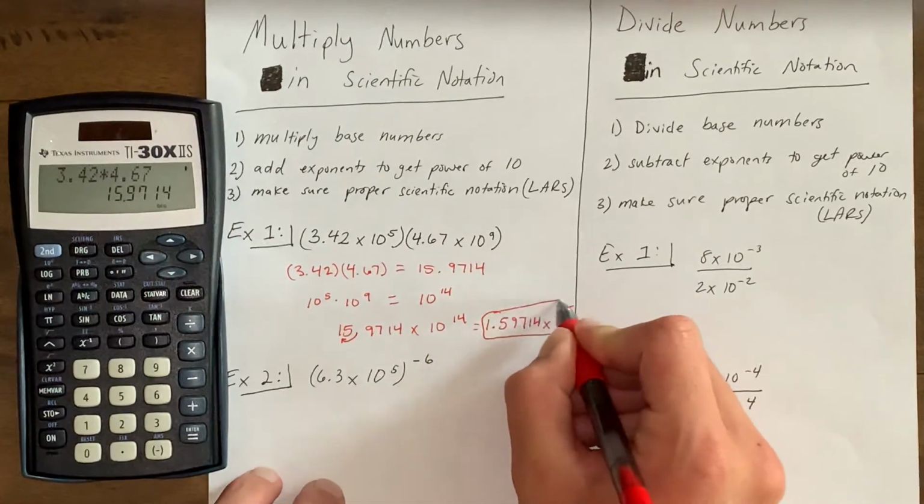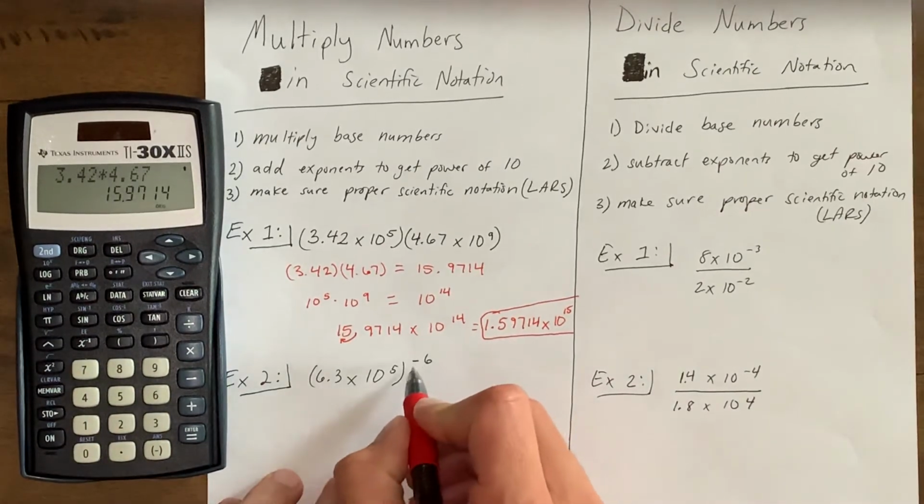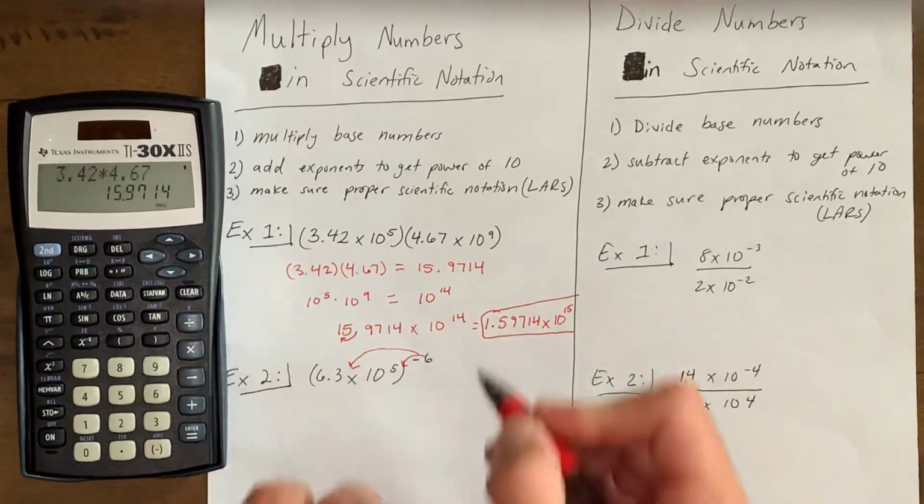That's our final answer. Okay. Example 2 looks a little bit different, and so we're going to treat it a little bit differently. This is kind of like when we have our power product exponent rule. So it's not really the distributive property, but we're kind of going to give this -6 exponent to both the base number and the power of 10.